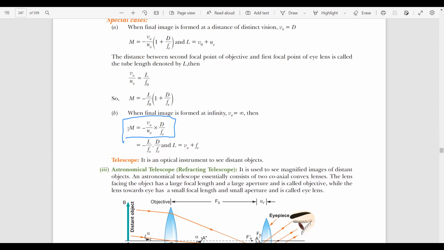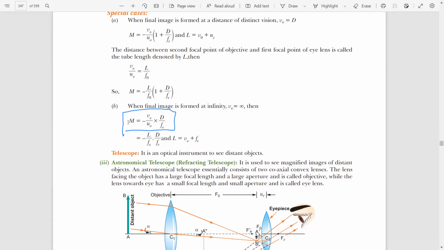Telescope is an optical instrument used to see distant objects. So what is the work of this one? We can see an infinity object. The object is at infinity, we can see it. Or when the image is at infinity, we can locate it.